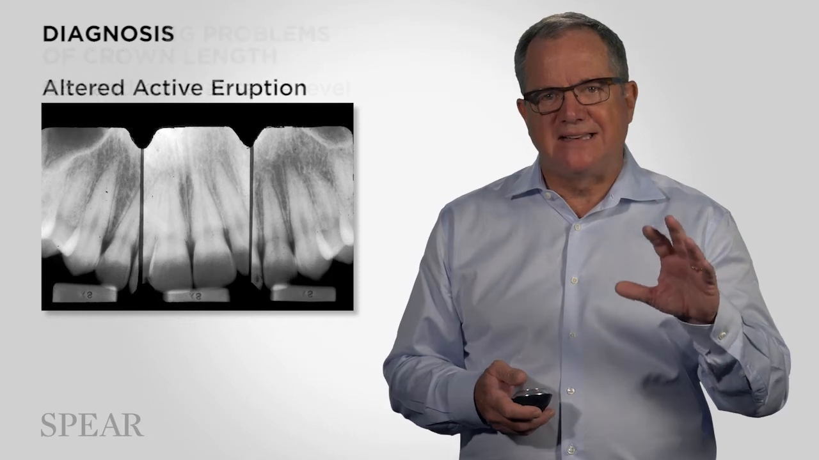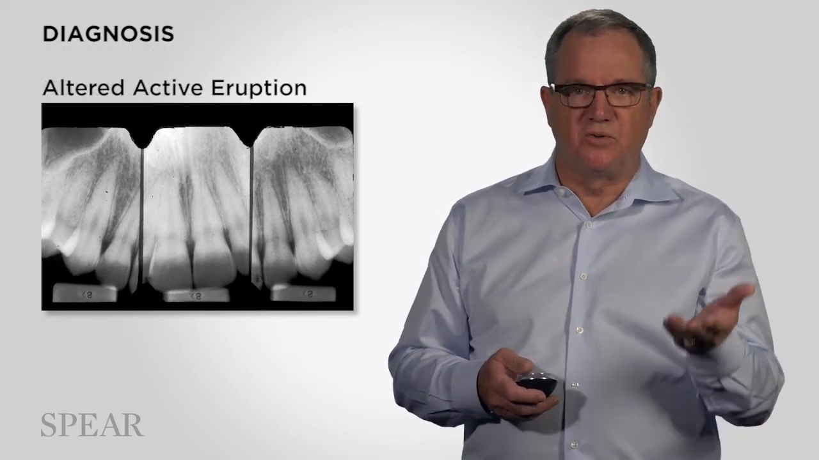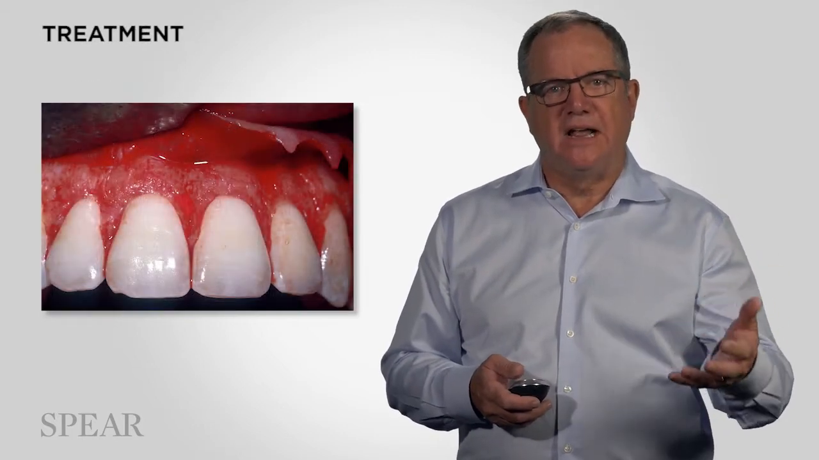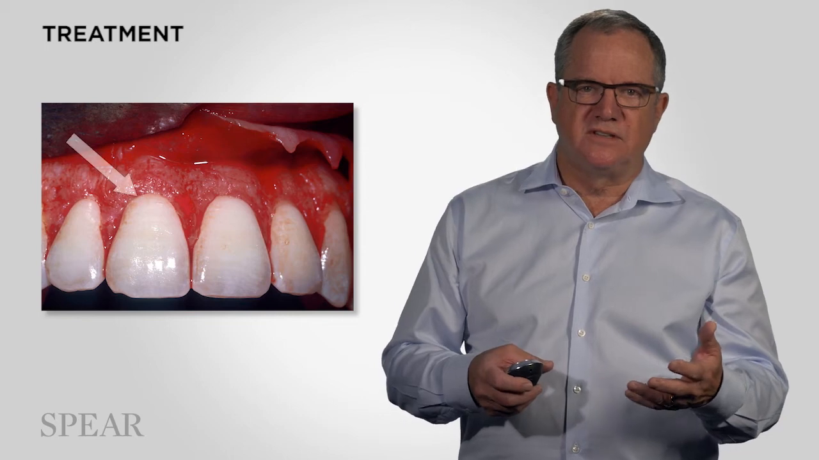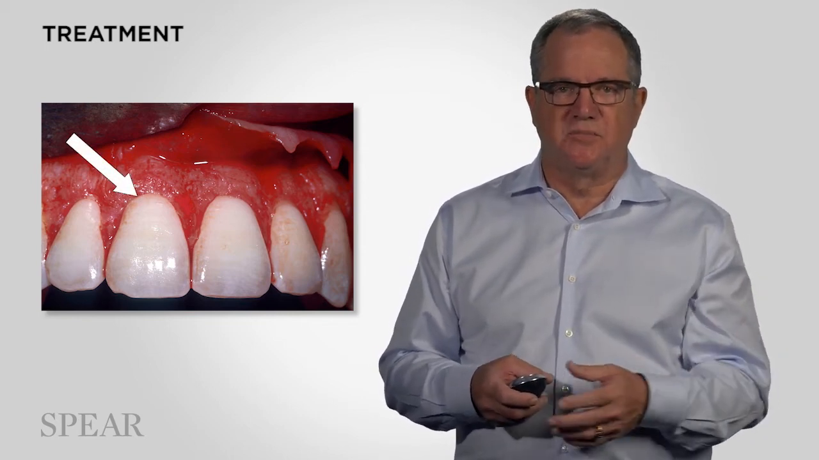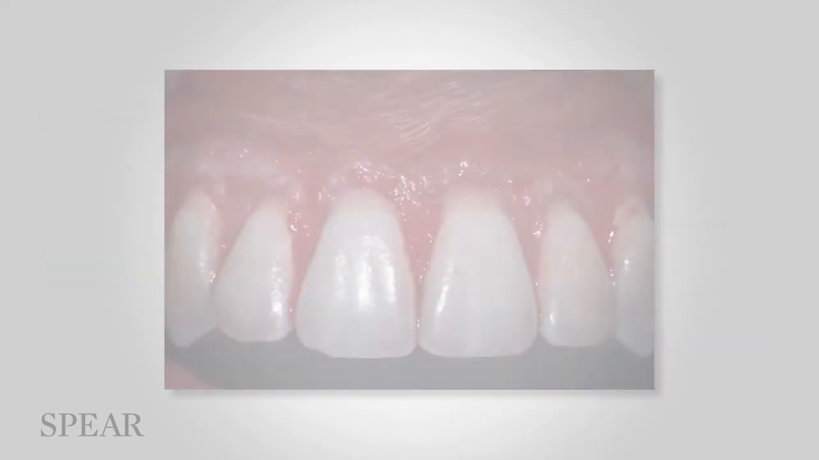Once we have that diagnosis, we now know the only way we're going to really expose this tooth correctly is we're going to have to lay a flap and we're going to have to remove bone. Here you can see the flap laid, and in fact, you can't see the cemento-enamel junctions because the bone is covering them. So this is what we mean by altered active eruption.